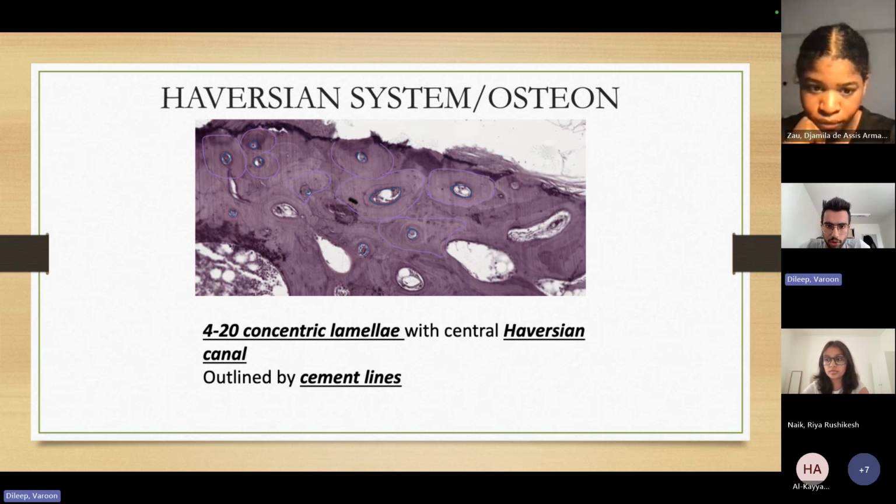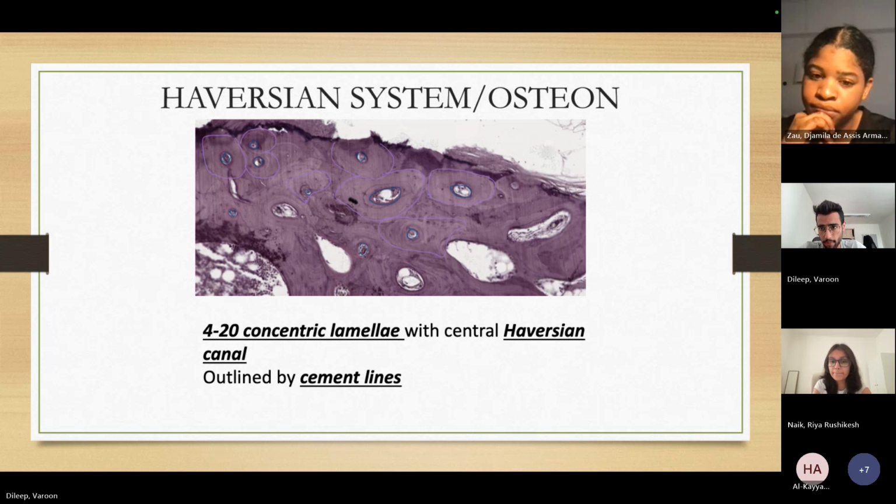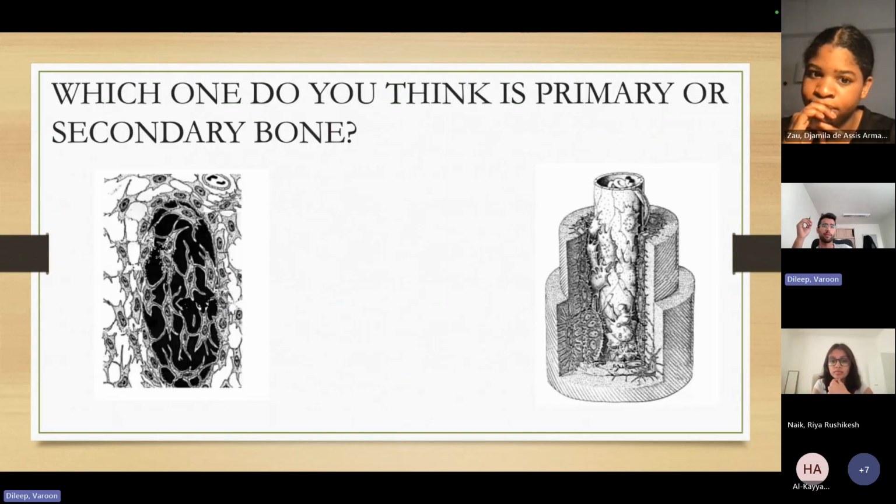So, guys, any confusions regarding primary or secondary bone? Yeah, Hamza. No, that was by accident. Sorry. All right. So, moving on. Which one do you think is the primary bone or a secondary bone here?